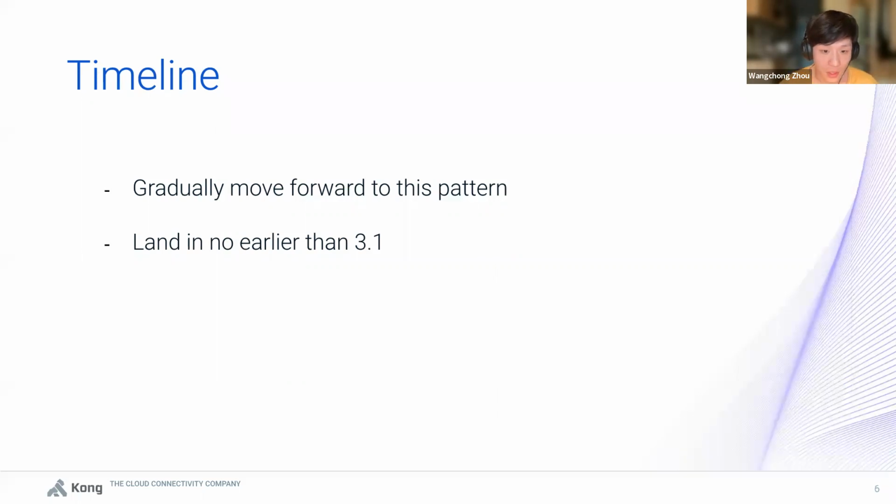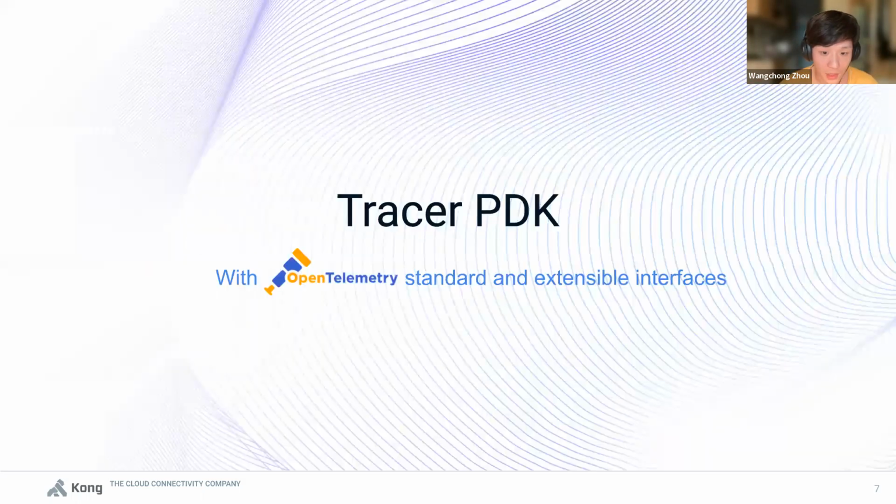Okay, so let's get to the next topic, which is the tracer PDK. As you may already know, Kong already has a Zipkin plugin, and also in the enterprise version, we have granular tracing support. For the 3.0 release, we're going to introduce a new PDK, or a new function set, we call tracer. It's aligned with the OpenTelemetry standard and also has more extensive interfaces.